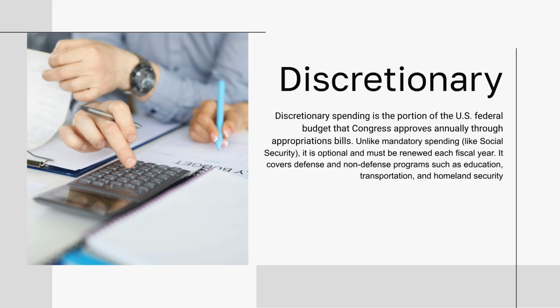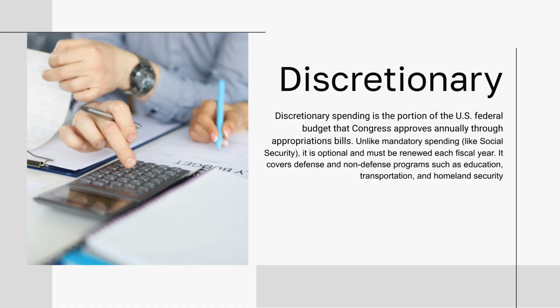Now we have discretionary spending, which is the part of the federal budget that Congress decides on each year. Unlike mandatory spending, this type of spending must be approved annually through appropriation bills, so it's more flexible. Discretionary spending includes areas like national defense, education, transportation, and homeland security.